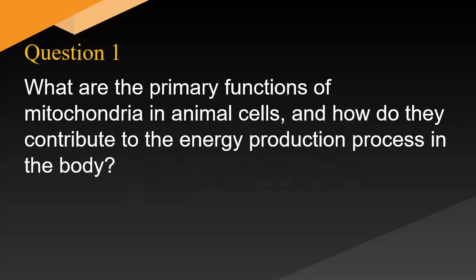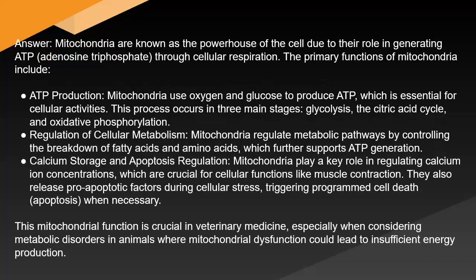What are the primary functions of mitochondria in animal cells and how do they contribute to the energy production process in the body? Answer: mitochondria are known as the powerhouse of the cell due to their role in generating ATP, adenosine triphosphate, through cellular respiration.